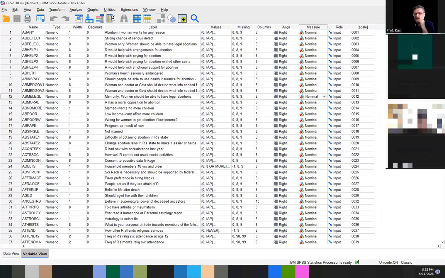So I'm interested in looking at the association between whether somebody was born in the United States or not and their opinions on capital punishment. So we'll stay within the criminal justice field. Maybe those who are born here have a different opinion than those who are not born here.